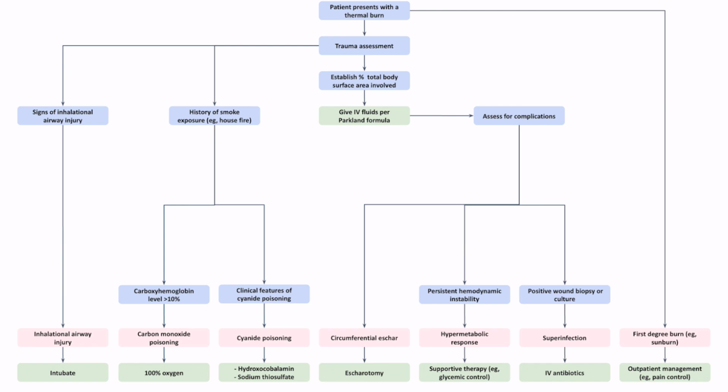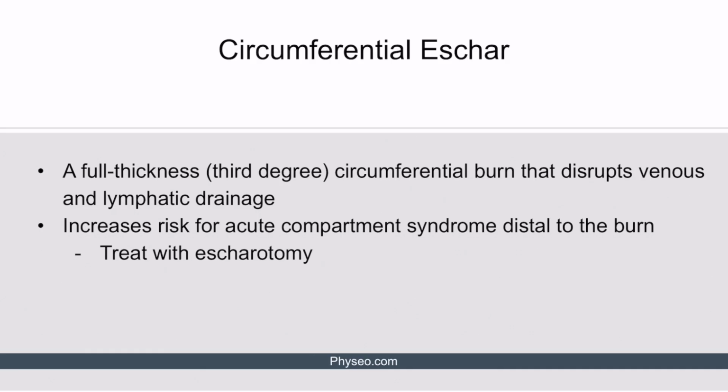Now that the patient's airway and breathing have been stabilized and the patient received an adequate amount of fluids per the Parkland formula, it's time to assess the patient for complications. One of the most critical complications to recognize early in management is a circumferential eschar. Circumferential eschar is a full thickness or third degree circumferential burn that disrupts venous and lymphatic drainage of the affected tissues. As a result, it increases one's risk for developing acute compartment syndrome distal to the burn.